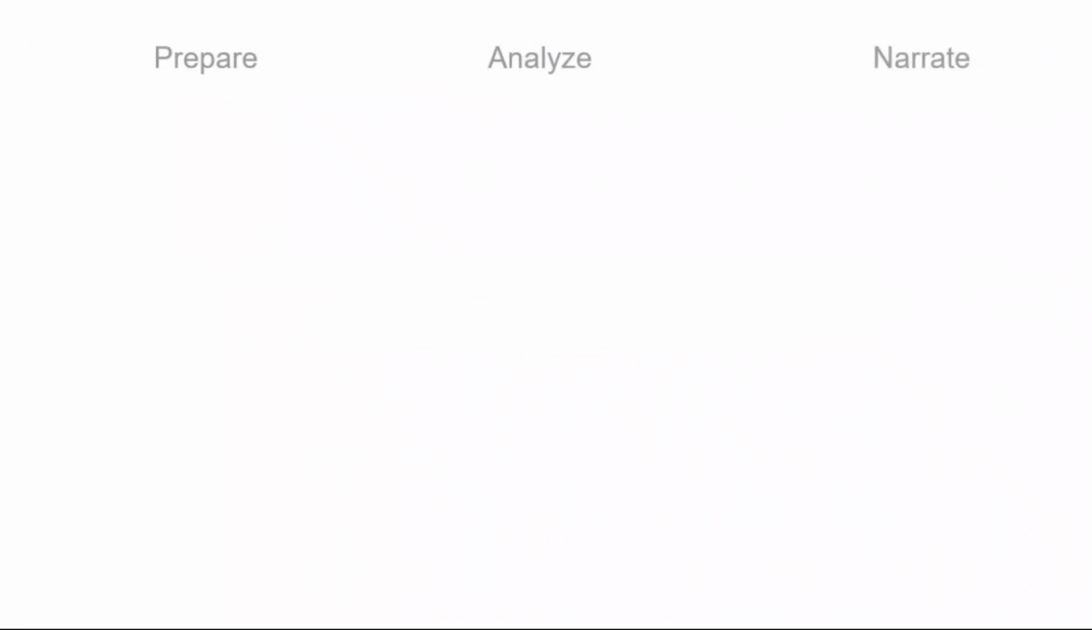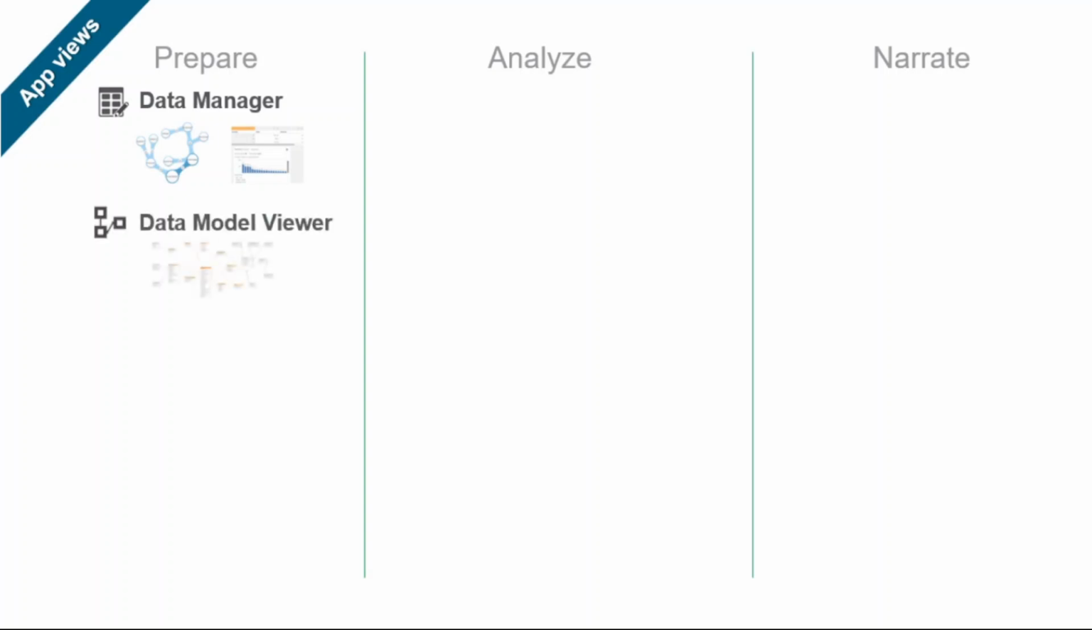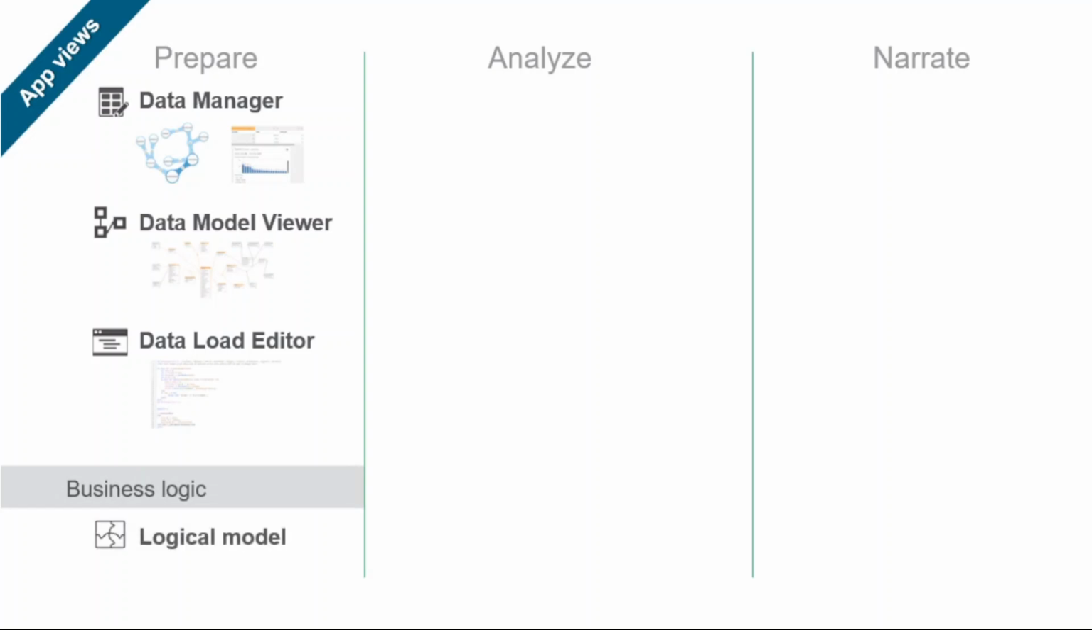Apps are organized based upon 3 capabilities, and each capability is accessed through a series of views. You can work with data in Qlik Sense using one of 3 views. The Data Manager view, which allows you to associate tables and transform data, the Data Model Viewer, which provides an overview of the data model, and the Data Load Editor view, which provides access to the underlying data load script, which is responsible for how data is loaded into an app. In addition to these views, the Prepare capability affords access to business logic views, which allow you to customize your logical model and define vocabulary for use in the Insight Advisor.